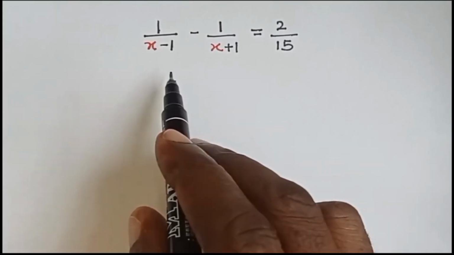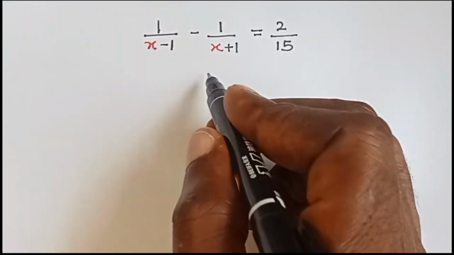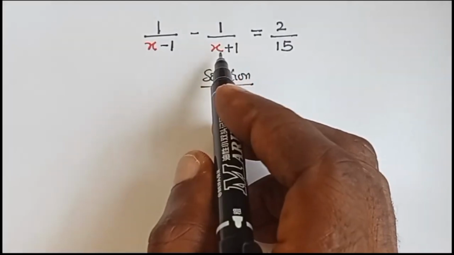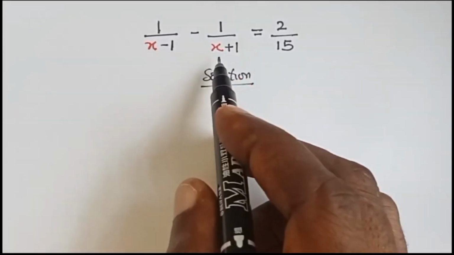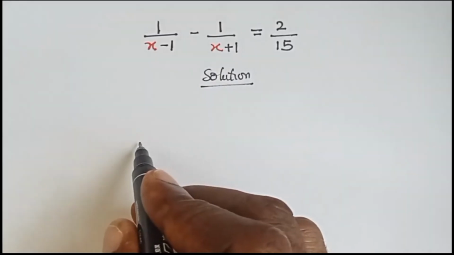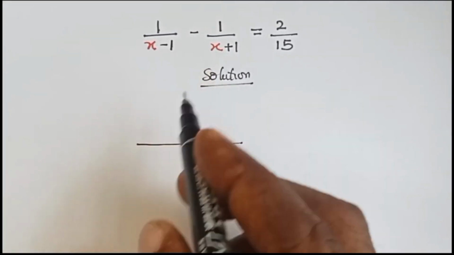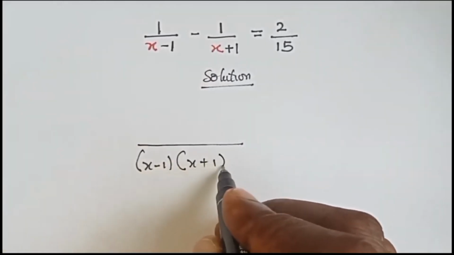In this video, I want to solve this algebraic equation. Solution. Right here, we are going to find the LCM of x minus 1 and x plus 1. And the LCM is the product of this and this. So we have x minus 1 and x plus 1.